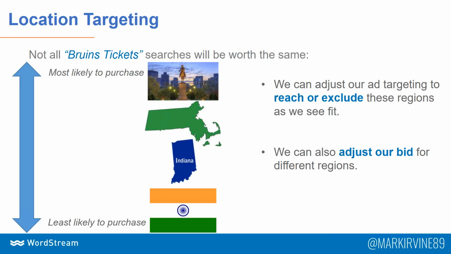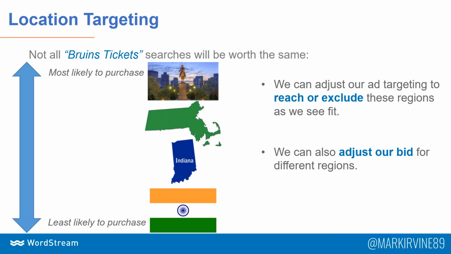That kind of intent varies a lot based off of where you are. So I know that here in Boston, if you search for Bruins tickets, you're very likely going to be a Bruins fan. You're going to be much more likely to purchase than someone who's searching in Massachusetts or New Hampshire or Western Massachusetts, someone who's not necessarily as local as we are. But even that Western Massachusetts searcher is appreciably more likely to buy that product than someone in Indiana or someone in India.